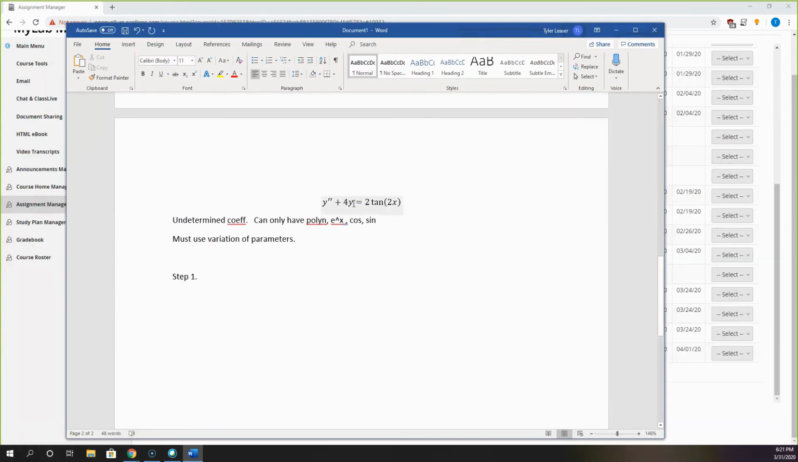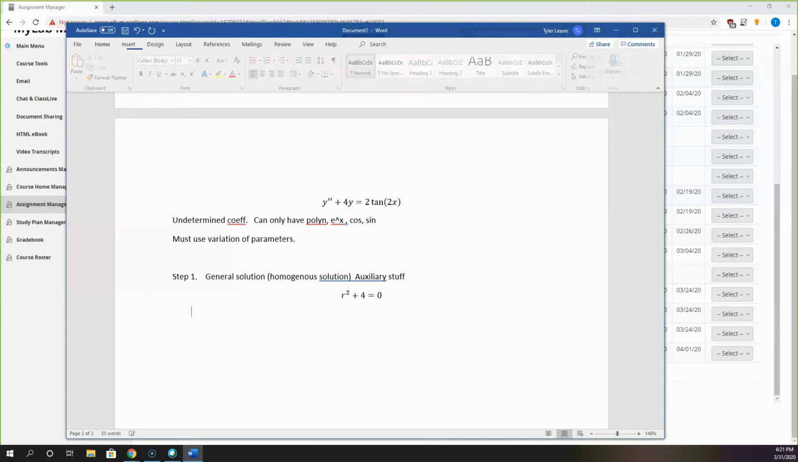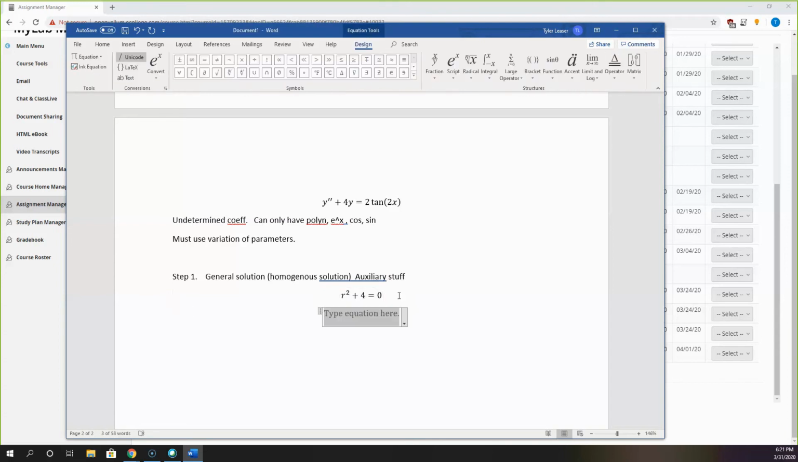All right, so back to this one, y double prime plus 4y is equal to 2 tangent. Step 1, the first thing that you always do is find the general solution, and probably a better name for this is the homogeneous solution. This is doing the auxiliary stuff. So this is just going to be r squared plus 4 is equal to 0. Subtract the 4 over and take the square root. We're going to get 2 solutions here: plus and minus 2i.